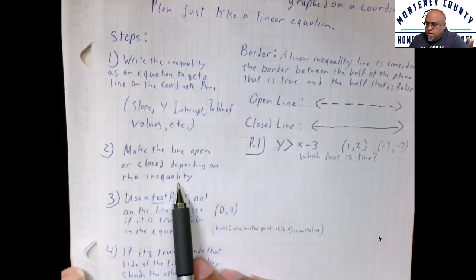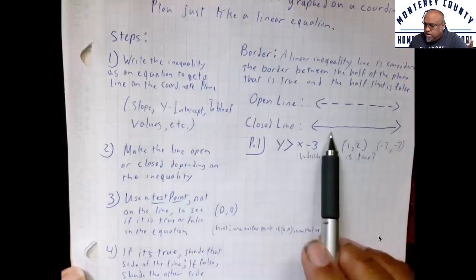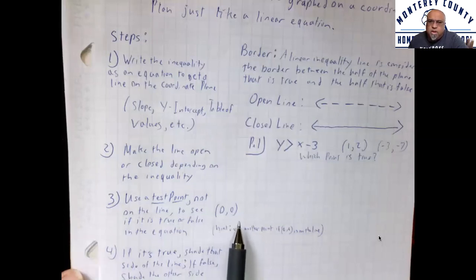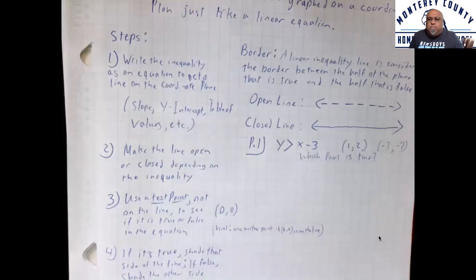So basically, make sure that you put the correct style of line. Number 3, use a test point not on the line to see if it is true or false in the equation. Now, the test point that I recommend is the point (0, 0). Why? Because it's easy to remember and easy to find, okay? And that is the center of your coordinate plane. Hint: you will have to use another point if (0, 0) is on the line. Using a test point, you cannot use a point that is on the line. You can use any point that's anywhere else on the coordinate plane, but not on the line.